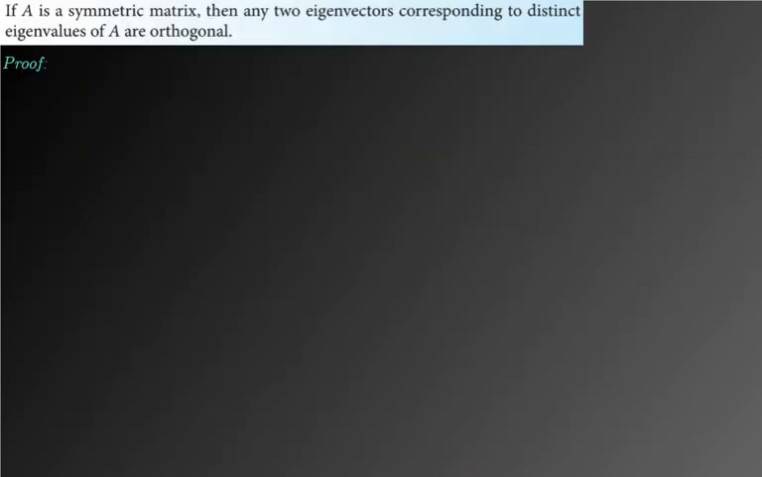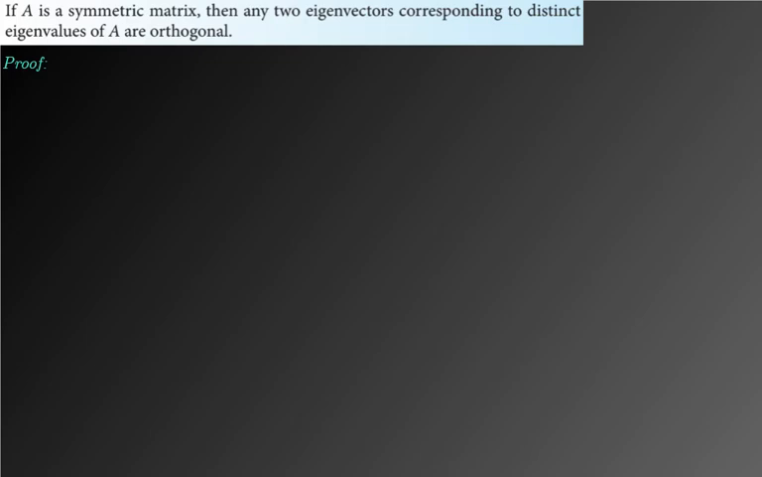All right, so this is another important result. If A is symmetric, then any two eigenvectors corresponding to distinct eigenvalues of A are orthogonal. This is a really nice result, saying that no matter what matrix you have, the eigenvectors of distinct eigenvalues are orthogonal. If you have an eigenspace of dimension 2, we're not talking about those, because those would be linked to one eigenvalue. But the ones that link to different eigenvalues should be perpendicular to each other.